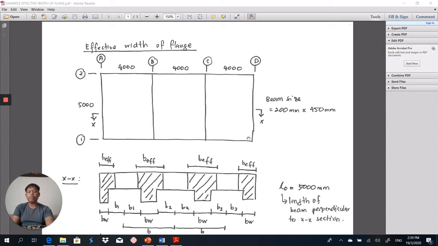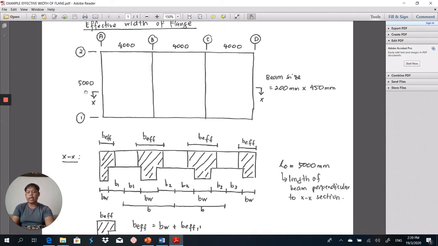So you have to draw this section, which is the X section where I cut. Therefore, you will have three spans of beam with two L flanges and two T flanges. For today's example, I'm going to share how to calculate the effective width of flange for the L beam, and also the effective width of flange for the T beam.